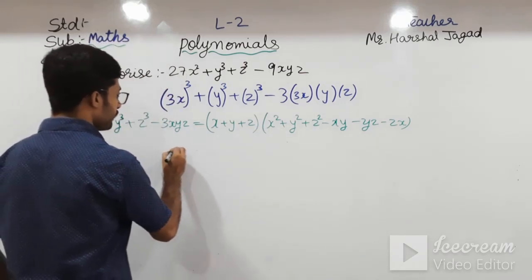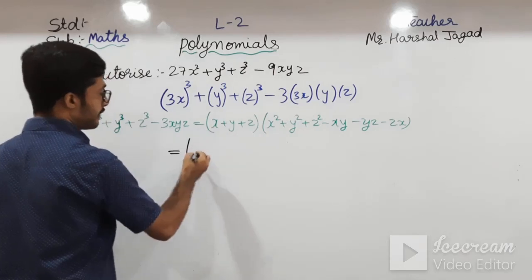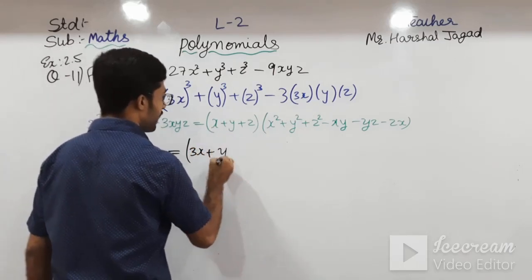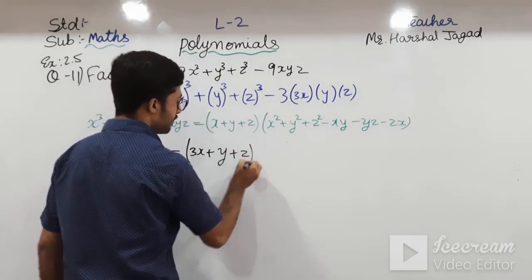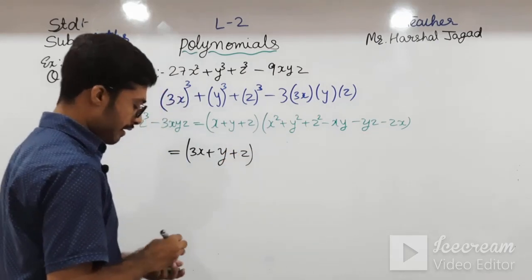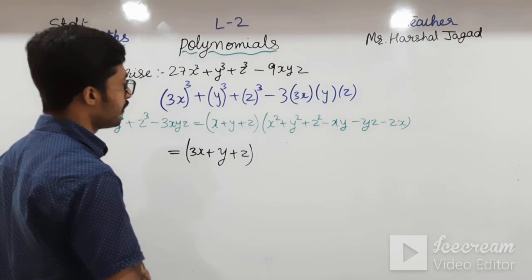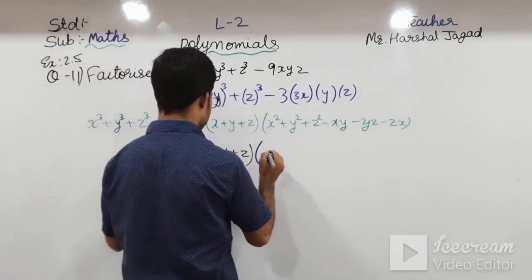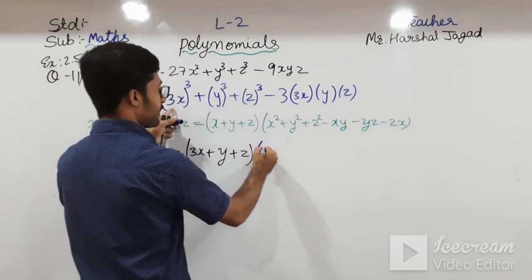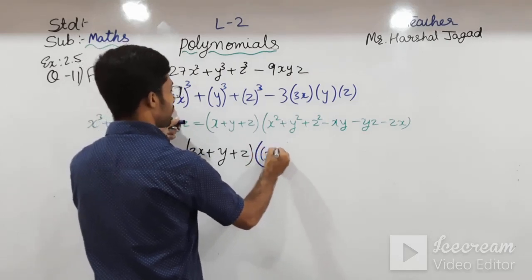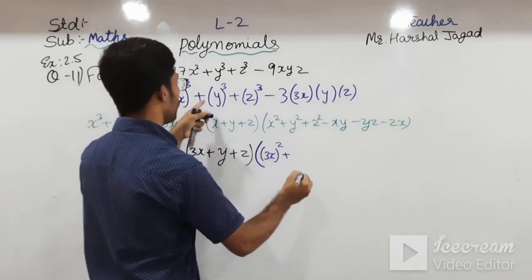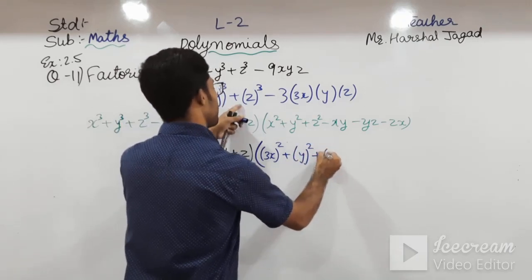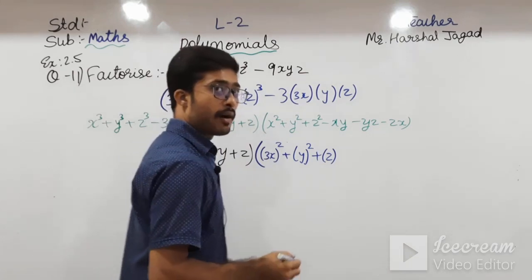So what is the value of x here, that is 3x, plus what is the value of y, that is y, what is the value of z, that is z. We have just completed this first bracket and now we will go further in the second bracket, that is x square. What is the value of x? Value of x is 3x the whole square. What is the value of y? That is y. What is the value of z? That is z.